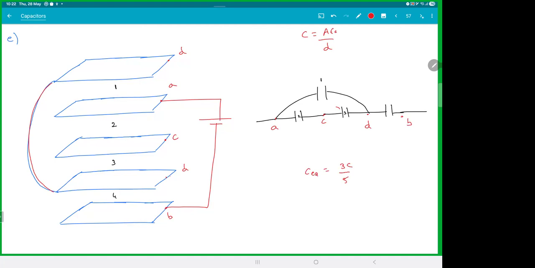So see, these two are C and C, C by 2. C by 2 and C are in parallel. So 3C by 2. 3C by 2 and C are in series. So C1, C2 by C1 plus C2. Be careful. Series parallel, I think some of you are mixing up the formulas.